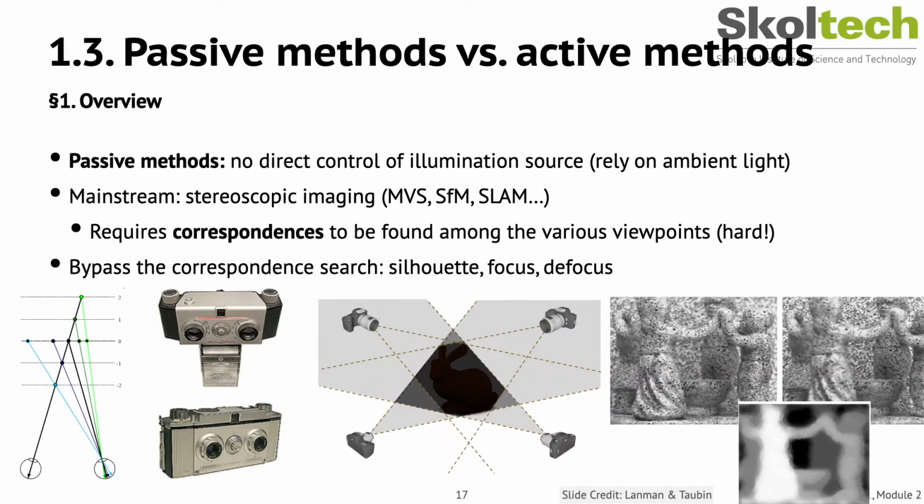To sidestep the correspondence problem, alternative methods reformulate the problem and focus on other visual cues, such as visual hulls and silhouettes. They leverage limited depth of field to only put objects at a particular depth in focus, or modify the shape of the aperture to make the point spread function strongly depth-dependent.